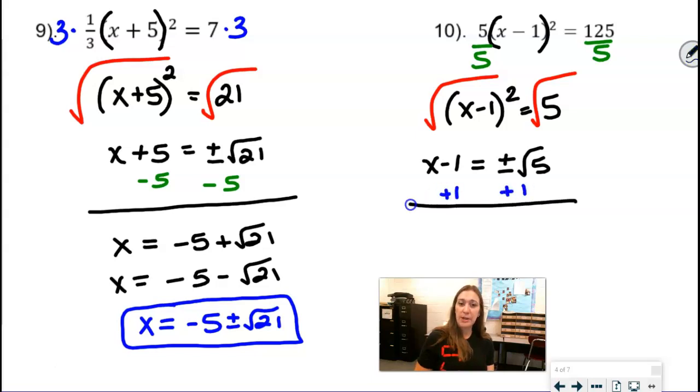Now it's your choice. You can separate them or you can just write them as a single line. I'm going to be lazy and write them as a single line. 1 plus n minus the square root of 5.